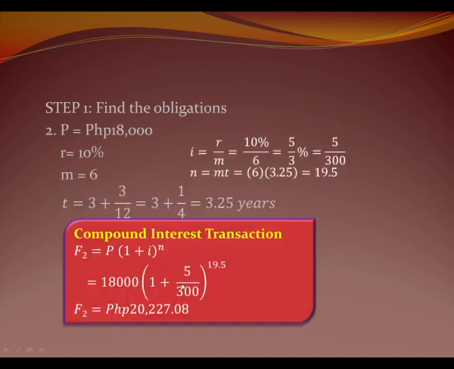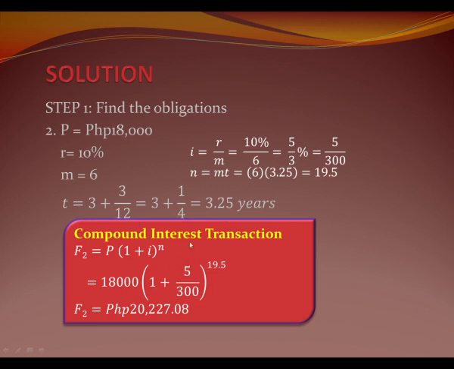And then for obligation number 2, a compound interest transaction, the principal is 18,000. We have the interest as 10% compounded every 2 months, meaning the conversion period is 6, for 3 years and 3 months. So we have 3 plus 3 over 12, or simply 3 plus 1/4, or we can also consider it as 3.25 years, because it is an exact decimal value.